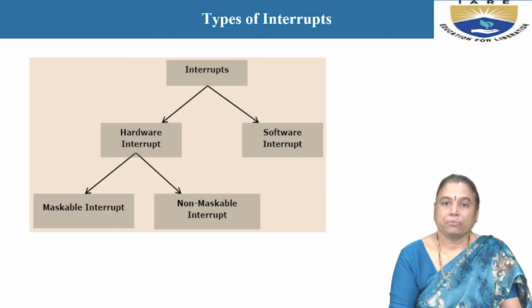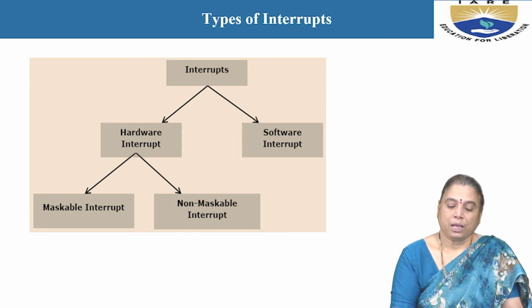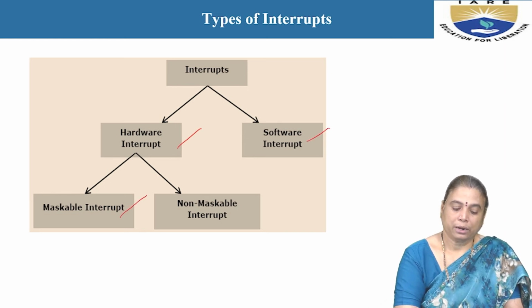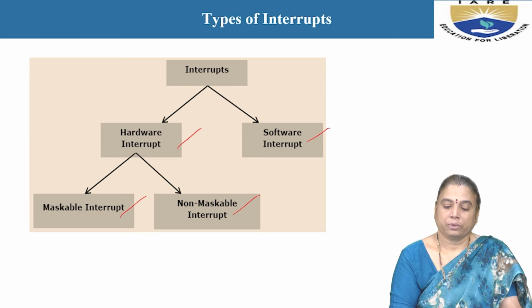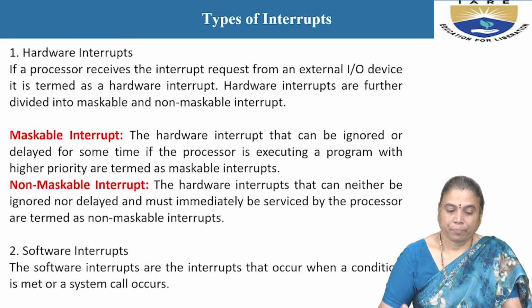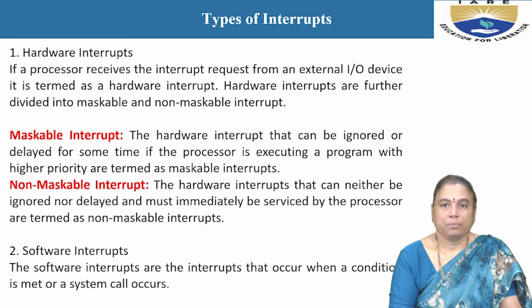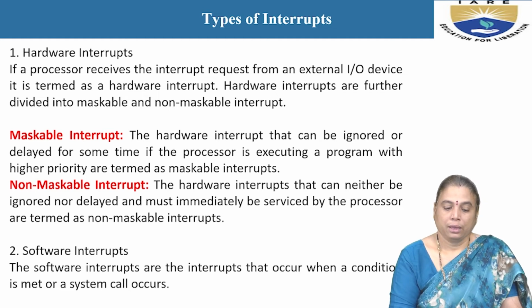What are the various types of interrupts? Interrupts are majorly categorized into 2 types: hardware interrupts and software interrupts. Hardware interrupts are maskable interrupts and non-maskable interrupts. Hardware interrupts can be generated with the help of the physical devices of the computer. If a processor receives an interrupt request from an external I/O device, it is termed a hardware interrupt. So peripheral devices can acquire service with the help of hardware interrupts.